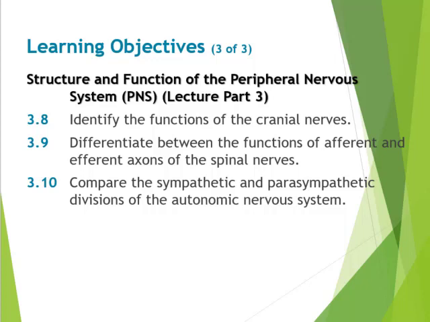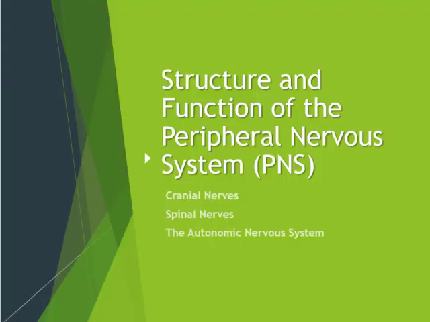PNS. In so doing, we're going to identify the functions of the cranial nerves, differentiate between afferent with an A and efferent with an E axons of the spinal nerves. We're also going to compare and contrast the sympathetic and parasympathetic divisions of the autonomic nervous system, or ANS. So on to the structure and functions of the peripheral nervous system, focusing on cranial nerves, spinal nerves, and the autonomic nervous system.